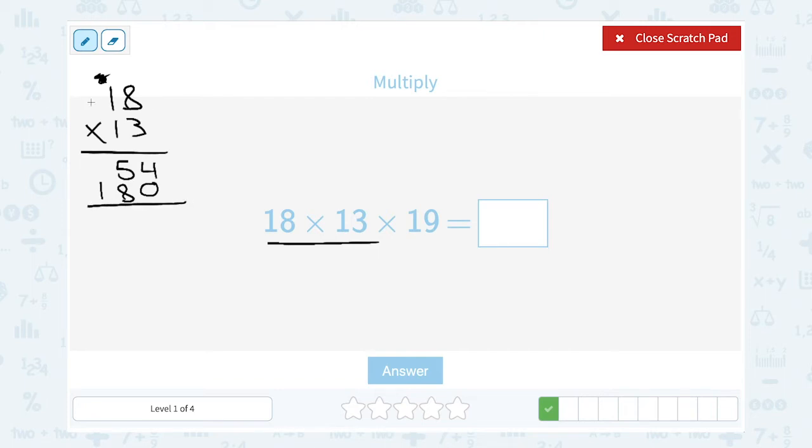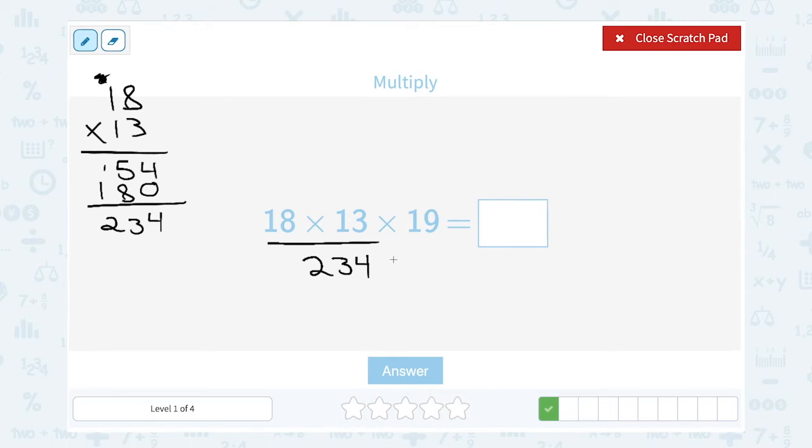Okay, so when you have a 2-digit number that you're multiplying by, you're going to have 2 digits in your answer, right? This was the ones place, and this was for the tens place. And then you need to add up your digits in each column. So 4 plus 0 gives me 4. 5 plus 8 gives me 13. So I'm going to put the 3, carry the 1, and then 1 and 1 gives me 2. Okay, so 18 times 13 was 234.